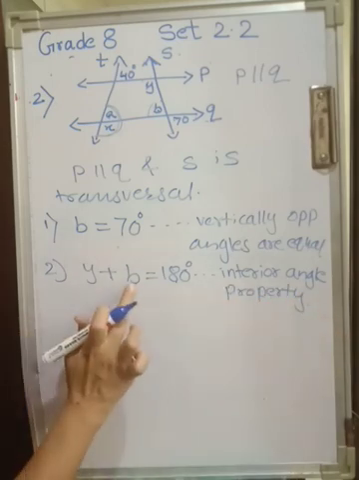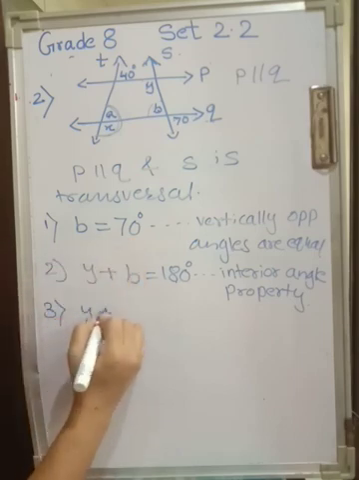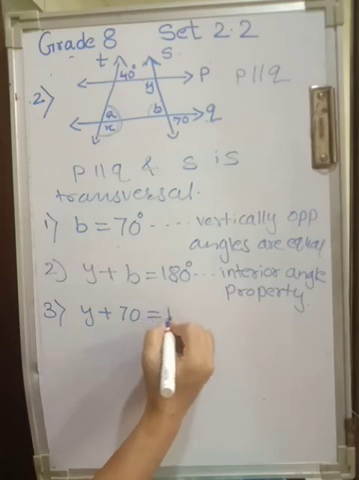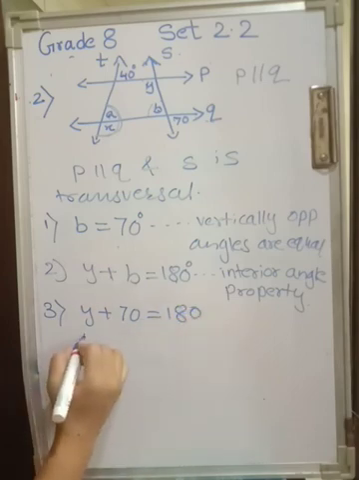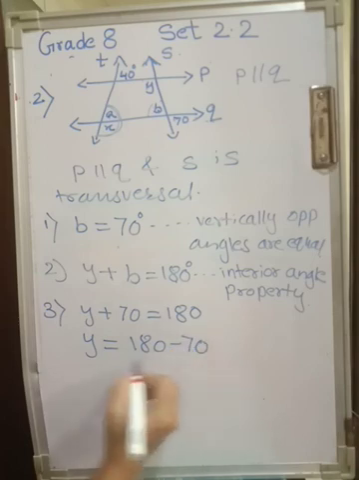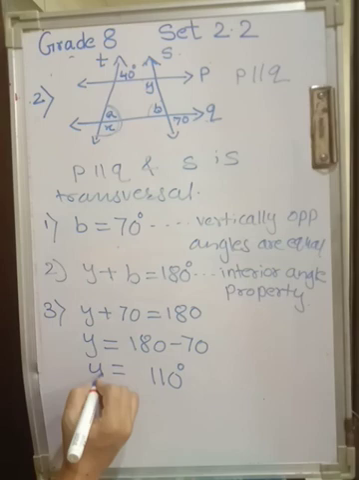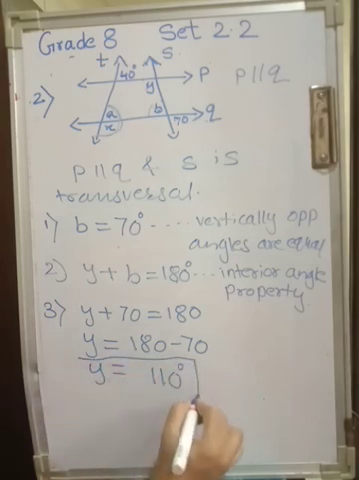Okay, now I am substituting for B 70 degrees. So third step I will get Y plus 70 is equal to 180. So what I will get Y? Y will be equal to 180 minus 70, which is equal to 110 degrees. That is your value of Y. So you got X and you also got Y.